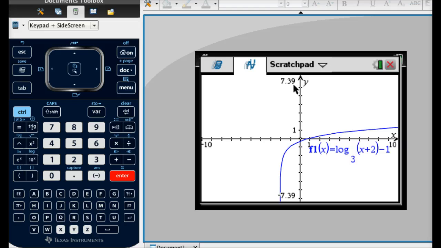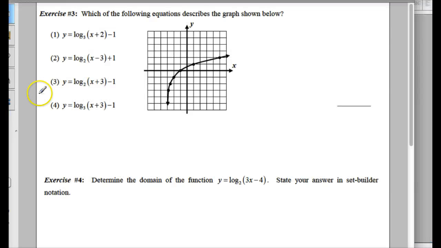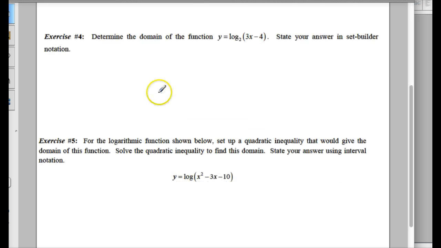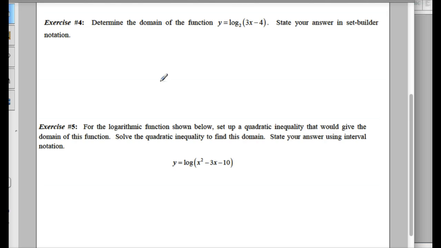If you look at this graph and look at the graph that's given to you, you will automatically see that's not the answer. So you're going to do this for all of them, and eventually you're going to find choice 3. And again, the calculator does everything for you. Just know how to enter this. We have 2 more examples to go.